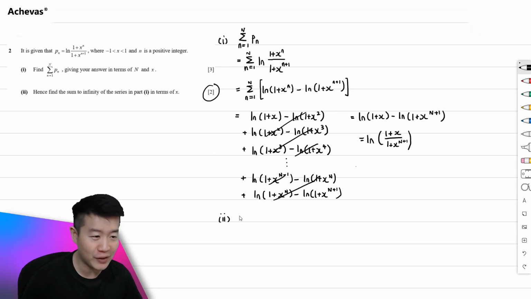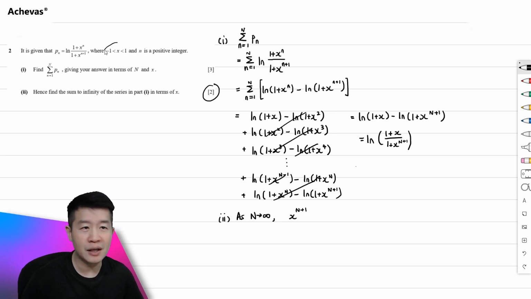So I think the safer thing to do is probably to give a reason too. So I'll say as n tends to infinity, I'm going to focus on the term that carries this n, which is this x to the power of n plus 1. According to the question, x is between minus 1 and 1, which means that when n tends to infinity, x to the power of n plus 1 is going to tend to 0.